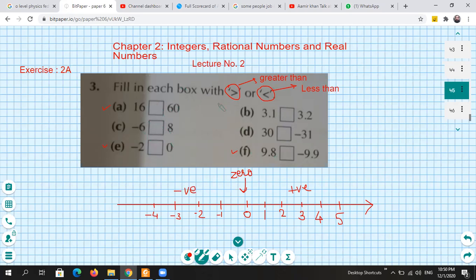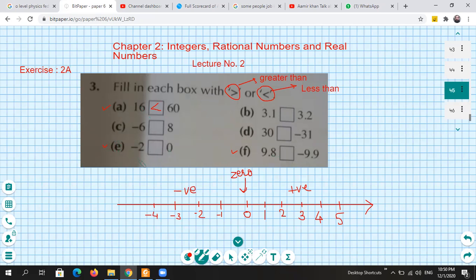So how to write the sign? The open side of the sign should point towards 60. So this is your answer: 16 less than 60, or it can also be read as 60 greater than 16. Both statements are correct.